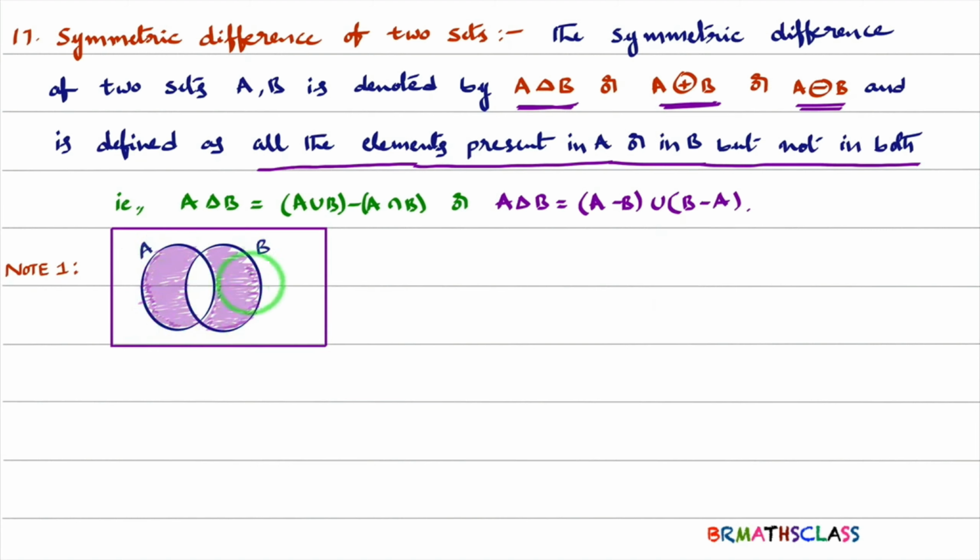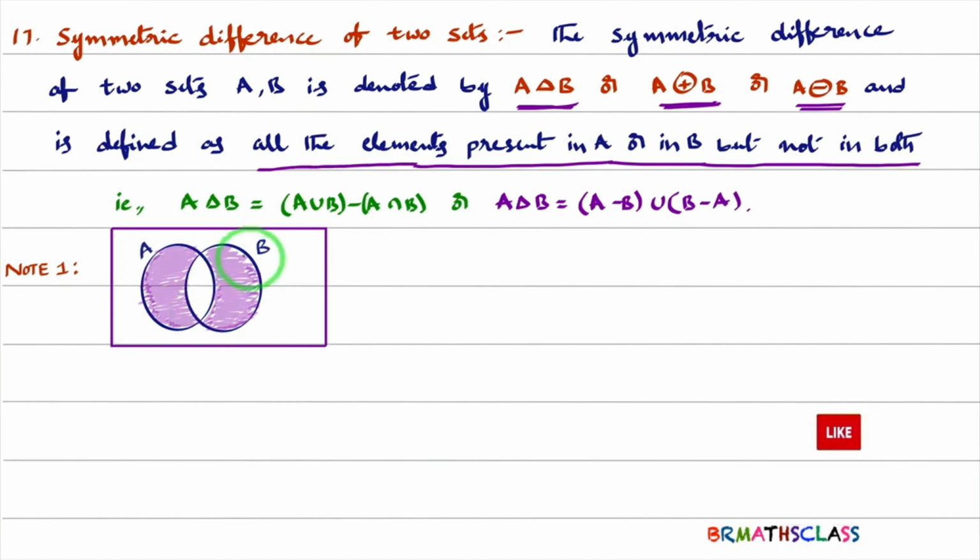What is this shaded part? You can observe here, this full part, both the circles, is nothing but A union B. What is this full part? This full part is A union B. But you observe the second part, that is the intersection of both the sets. This is A intersection B. Please observe this area, A intersection B. From A union B, if we remove A intersection B, then we will get this shaded part.